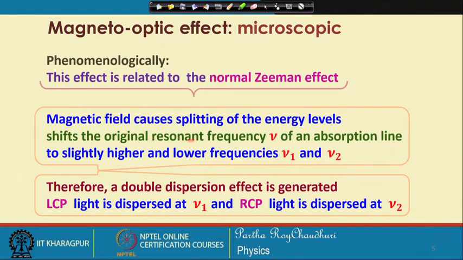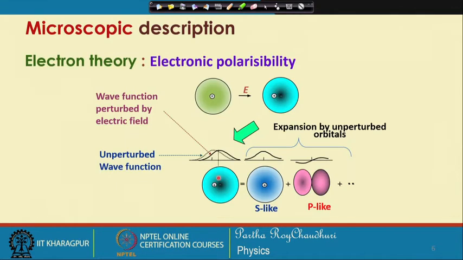which shifts the original resonant frequency nu of an absorption line to slightly higher and lower frequencies nu 1 and nu 2. Therefore, a double dispersion effect is generated. LCP light is dispersed at a frequency nu 1, whereas the right circularly polarized light will be dispersed at a frequency nu 2. So, effectively the two frequencies of the light will be different. Therefore, there will be a birefringence.